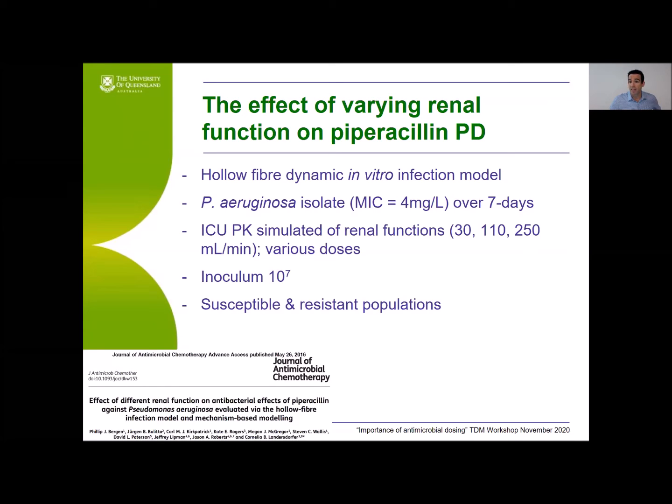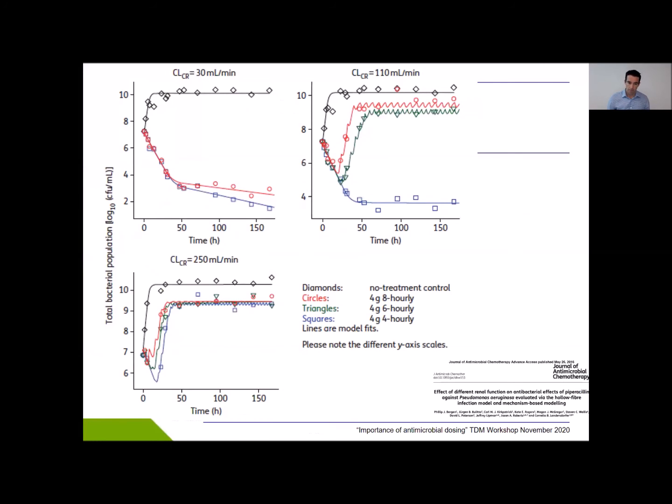With this model, essentially it enables the modulation of concentrations to match exactly what you want it to be. And so in this specific study, we modulated the concentrations of antimicrobial, in this case piperacillin, to be what is observed in critically ill patients at different levels of renal function, 30, 110 and 250 ml per minute. Against a Pseudomonas aeruginosa isolate over a 7-day period of time. So measuring it over a 7-day period of time is really important because that's a clinically relevant duration of therapy.